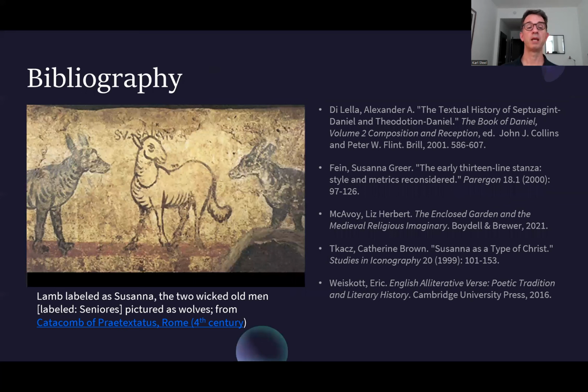So, in putting together this presentation, I did a lot of research because there's a lot of stuff that was unfamiliar to me. This is my bibliography, but I want to call attention in this last slide as well to this very old mural from a catacomb in Rome. This is from the 4th century. So this is 1700 years old. This is labeled, in fact. It's very easy to read, almost to read the middle label, which here we have a lamb that's labeled Susanna, and then two wolves on either side of her who are labeled seniores, old men. And we can talk about why it's doing this, but it's clear here that Susanna is a Christ image.